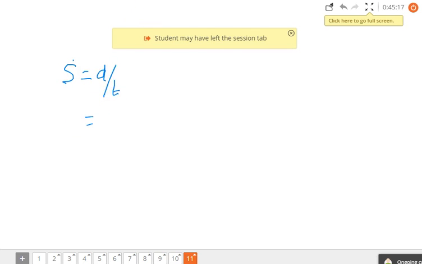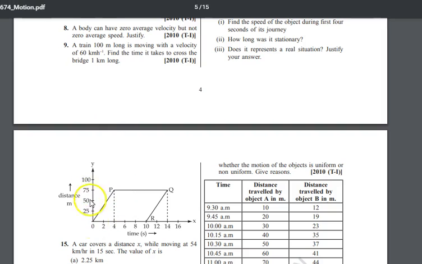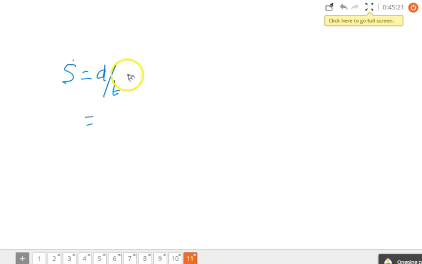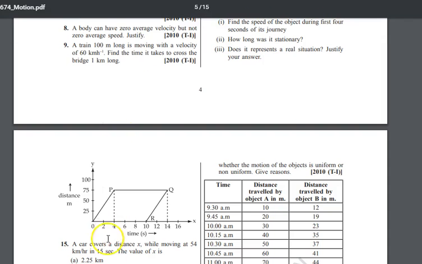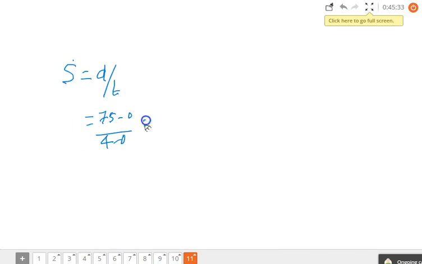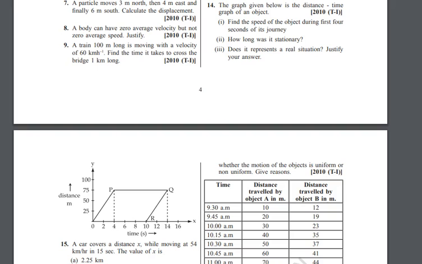What is the distance from the graph? 75 minus 0. And the time? 4 minus 0, which means 75 by 4. That is 18.75 meters per second.